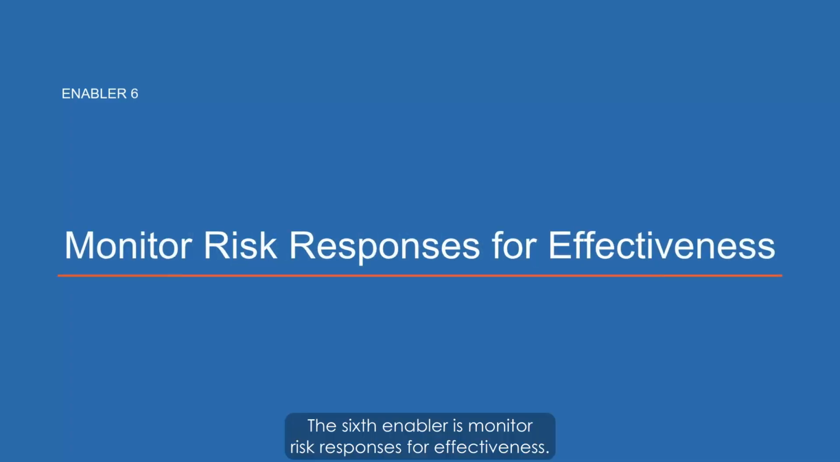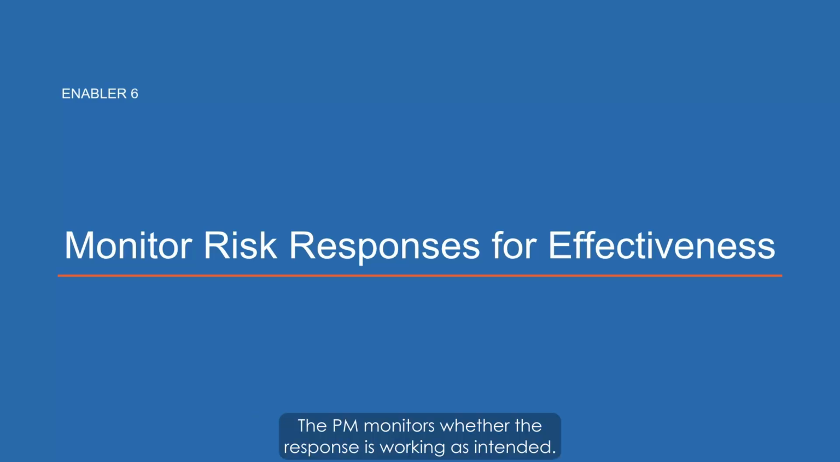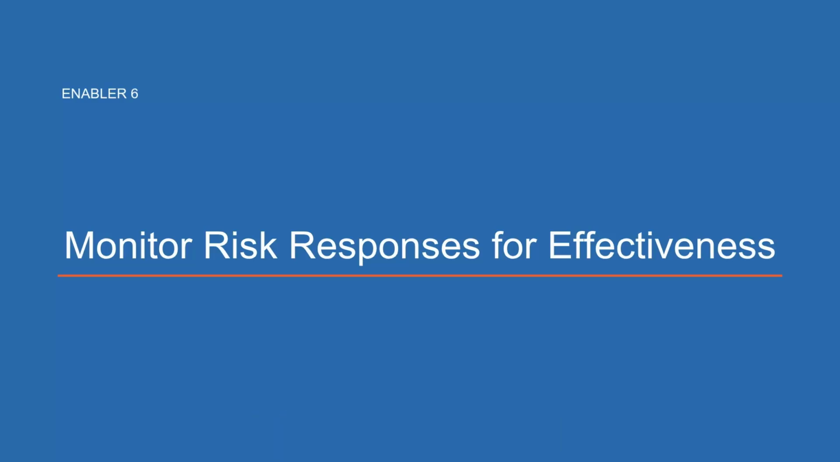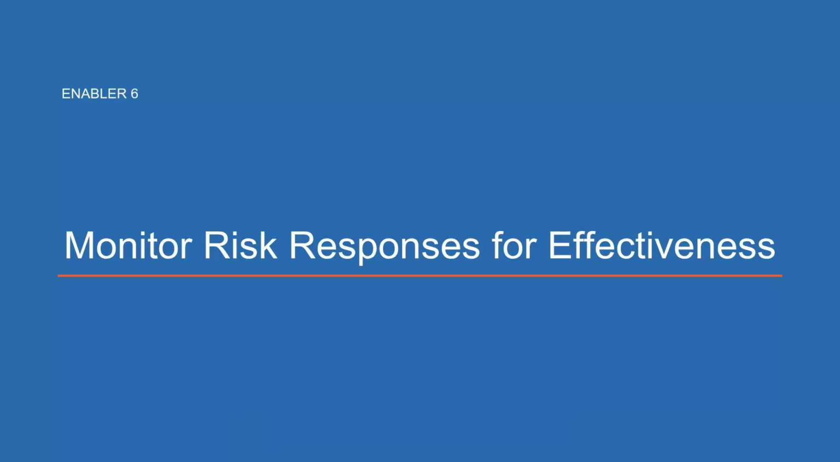The sixth enabler is monitor risk responses for effectiveness. Implementing a risk response does not end the risk management process. The PM monitors whether the response is working as intended. Monitoring risk responses involves tracking whether planned mitigation is reducing probability or impact as expected, whether contingency plans are still appropriate given current project conditions, whether new risks have emerged as a result of implemented responses, called secondary risks, and whether the overall risk exposure of the project is trending up or down.